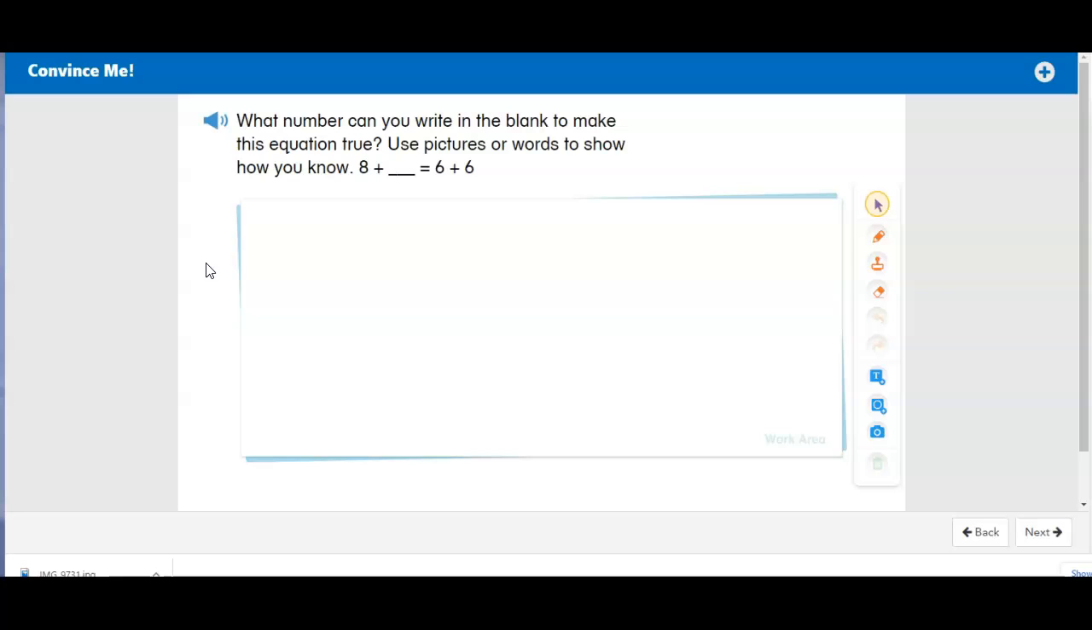Now let's look at our Convince Me, still on page 222. Our Convince Me says, what number can you write in the blank to make this equation true? Use pictures or words to show how you know. So the equation is 8 plus blank equals 6 plus 6.